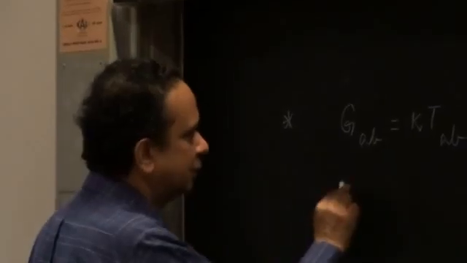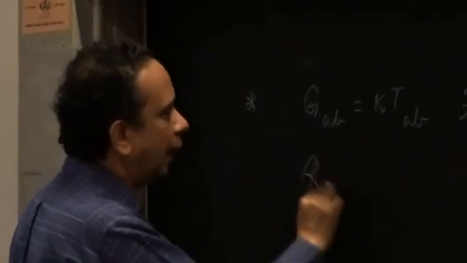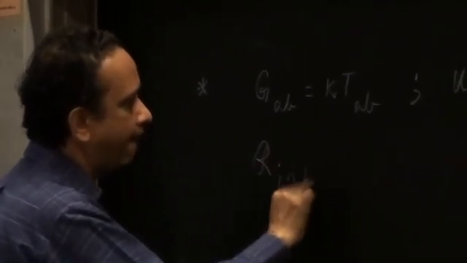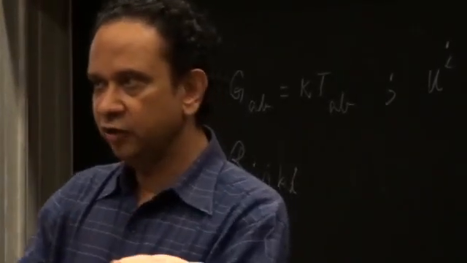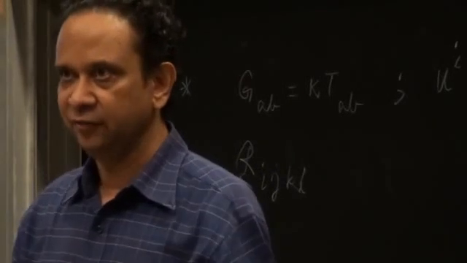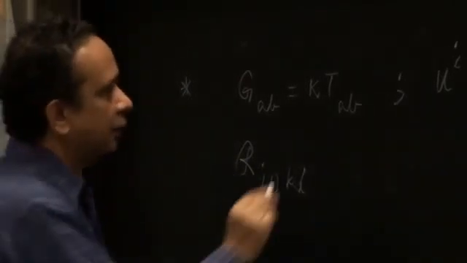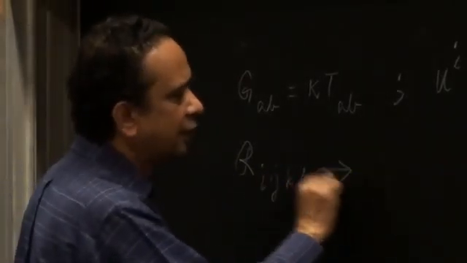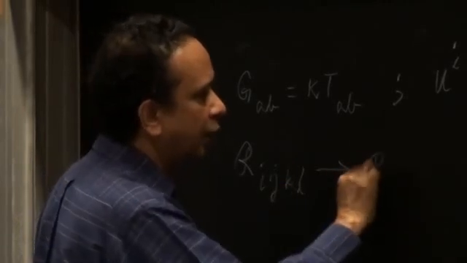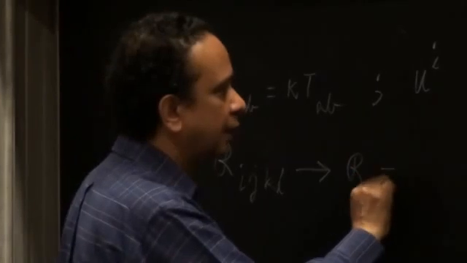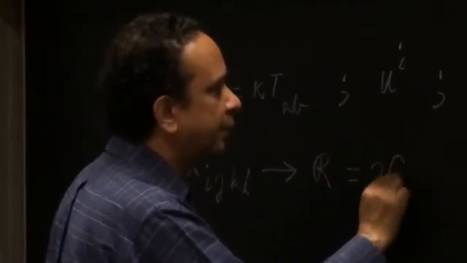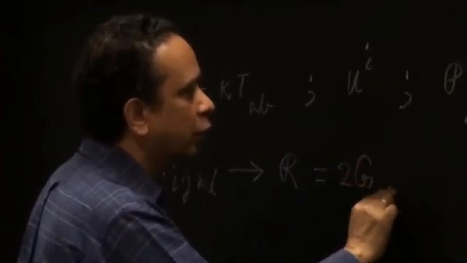I have defined R_IJKL, which has a very nice physical meaning. You take the Riemann-Christoffel tensor, project it onto the spatial surface. Then you play the same game you play with the original Riemann-Christoffel tensor and you find your R. That R just turns out to be 2 times G_AB U^A U^B.